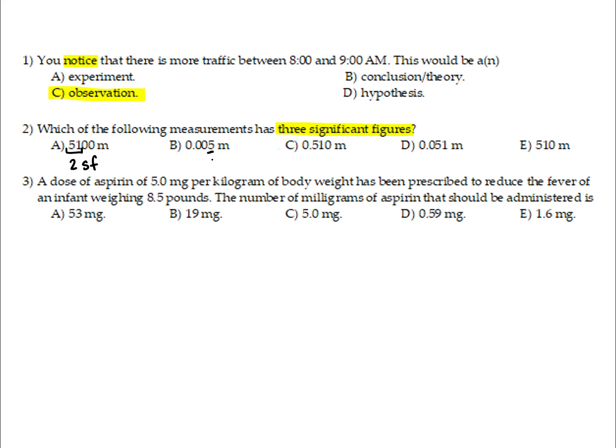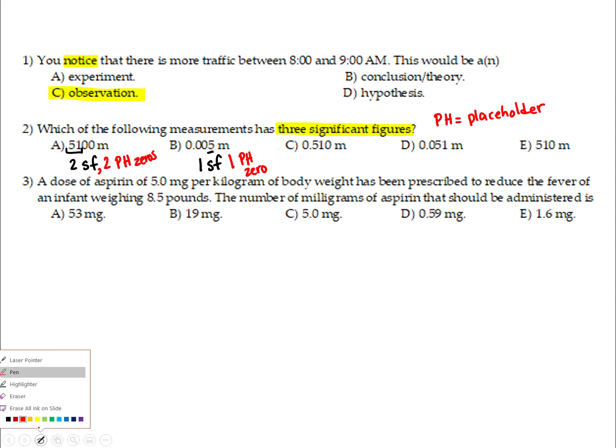In B, again, we've got 2 placeholder zeros and 1 significant figure here. So I'll write the placeholder zeros in. 2 placeholder zeros. And here we have 1 placeholder zero. In C, there are 3 significant figures. We've got a decimal point, and then the first digit after the decimal point is a non-zero. So that means everything from this point on is significant. So that's 3 significant figures, and that's what we're looking for.